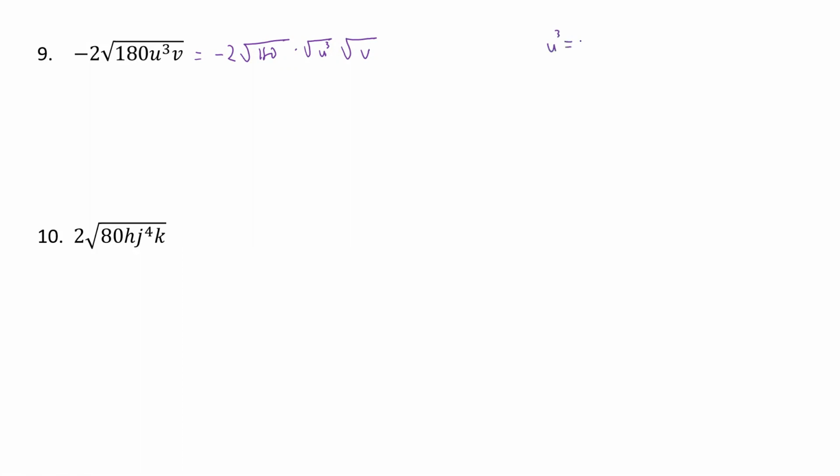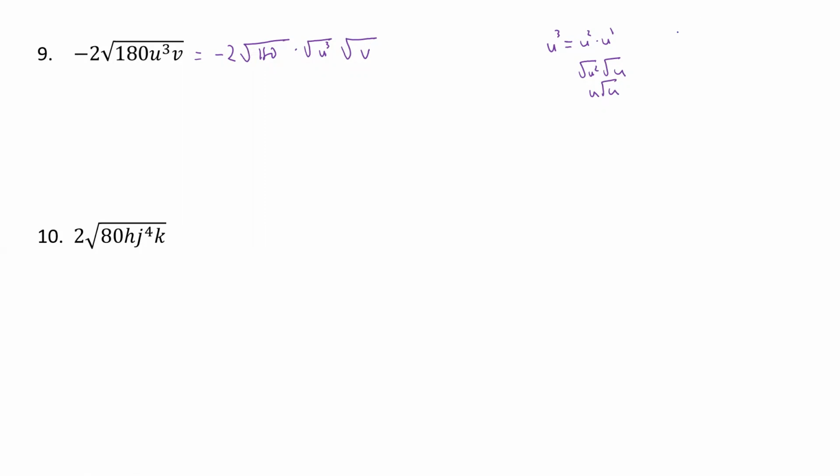We can rewrite that as u squared times u to the first, and then we take the square root of u squared, which is u, and the square root of u, so we have u square root of u, because that one is a perfect square, so it becomes u.